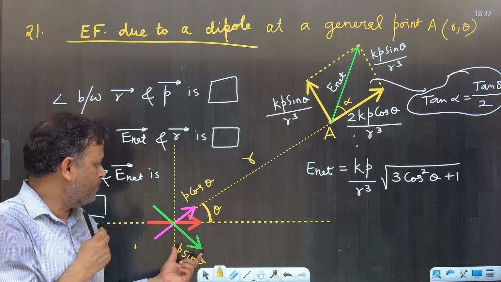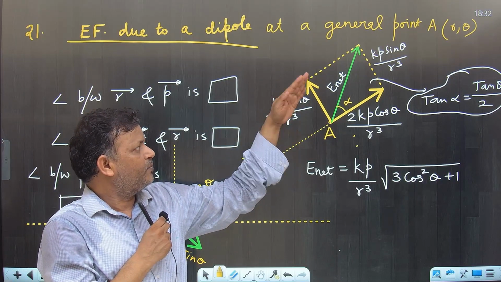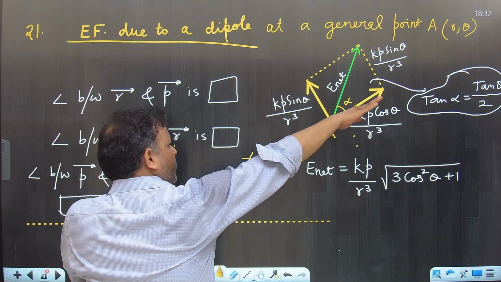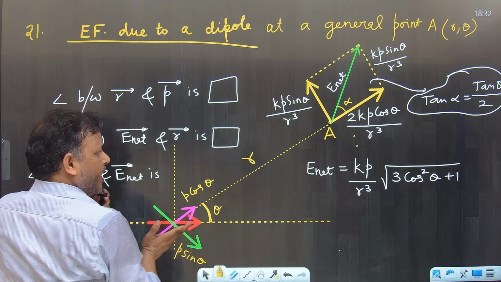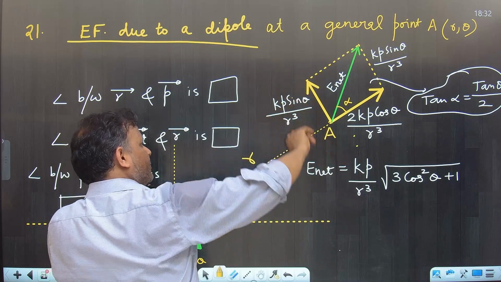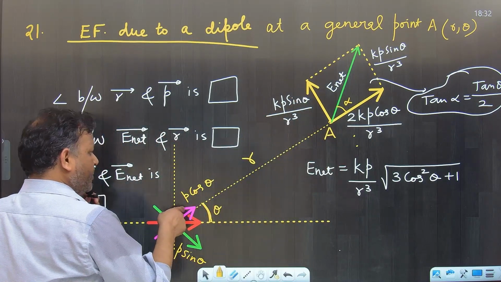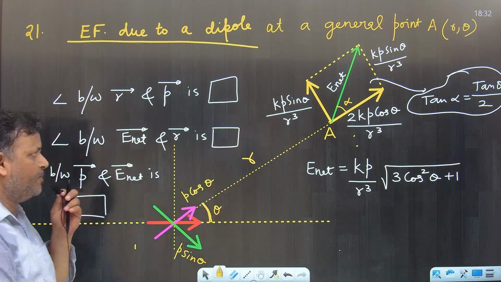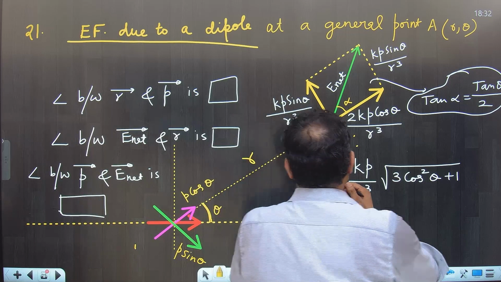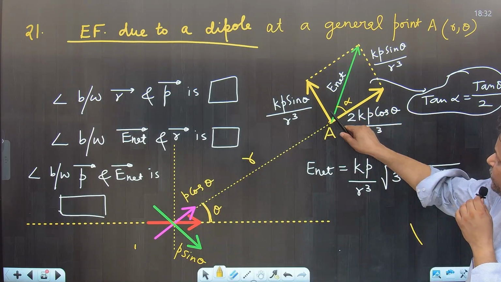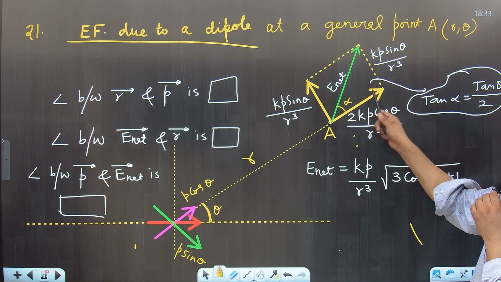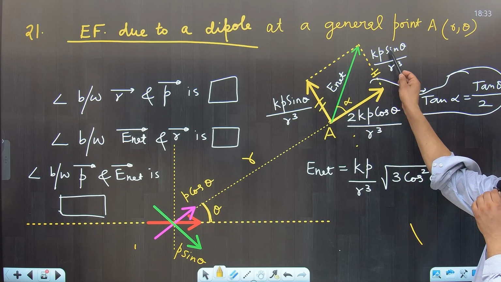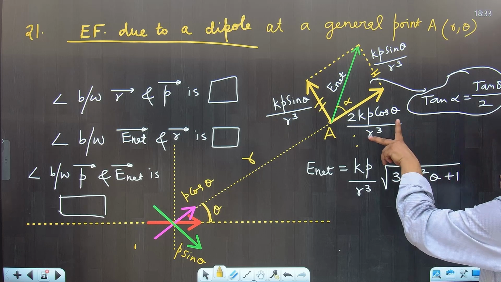kp by r cube. P is P sin theta, kp by r cube and 2kp by r cube. This is axial position, 2kp by r cube. This is equatorial position, and at this point it will be opposite to this, kp by r cube. And in place of P you will use here P cos theta, and in place of P here you will use P sin theta, so kp sin theta by r cube. So this is E1, this is E2. You will make the parallelogram here. This is E net. Obviously these two sides are equal, so this will also be kp sin theta by r cube. This is 2kp cos theta by r cube.